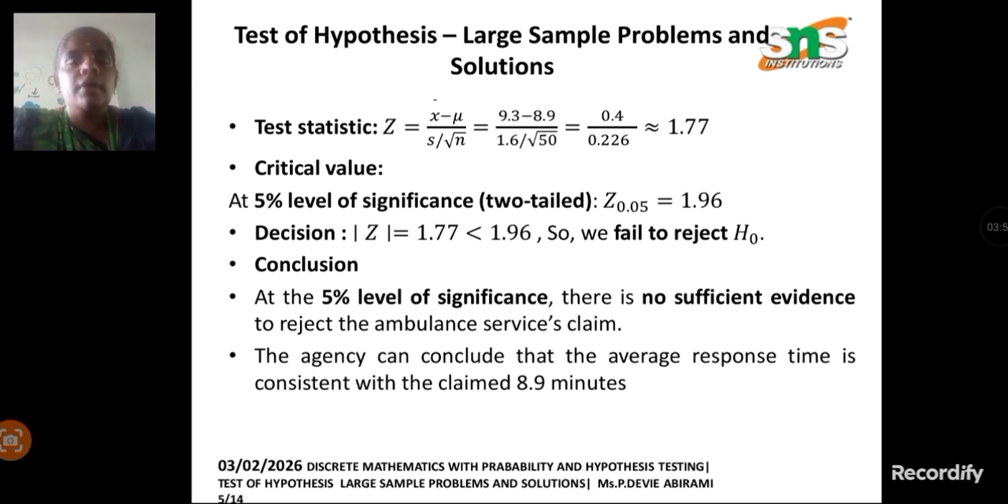We know that the critical value of 5% is 1.96. In the previous problem, they mentioned the level of significance is 1% and here the level of significance is 5%. The level of significance will differ from problem to problem. We know that the Z value is 1.96 whereas our value is 1.77, which is less when compared to the Z test table. So if it is less, we fail to reject H0, which means we can accept our null hypothesis. Our null hypothesis is that the average response and the sample response are equal. So we can conclude that the average response time is consistent with the claimed 8.9 minutes.